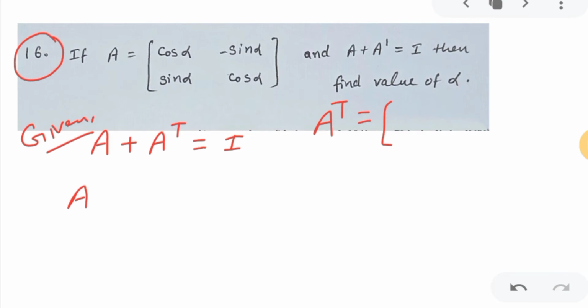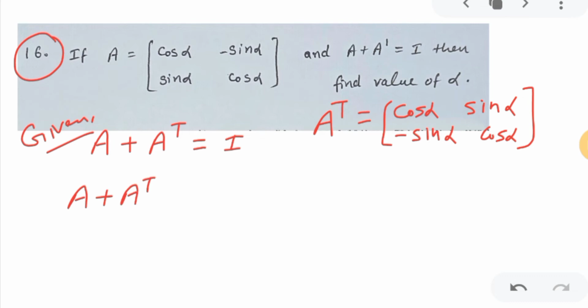First column will become first row. So it will become cos alpha sin alpha. And second column will become second row. Second row means minus sin alpha cos alpha. Just columns and rows will interchange. Now I will find A plus A transpose.